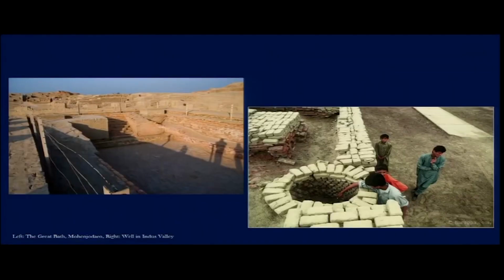On the right side, we also have the well, and as we know, bricks were also used for making the canals, as well as the wells for the supply of groundwater. So these are some of the technologies that we see have been evident in a very early part of the history of the Indian subcontinent.